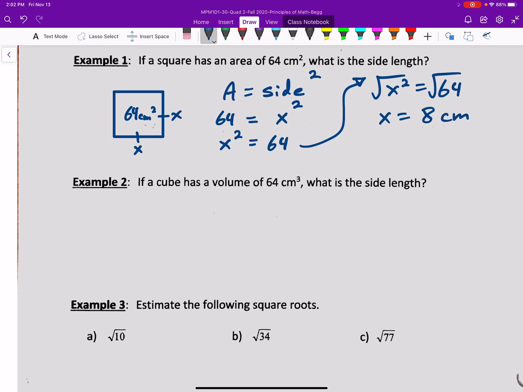If a cube has a volume of 64 centimeters cubed, what's the side length? Well, a cube, I'll just freehand this one.